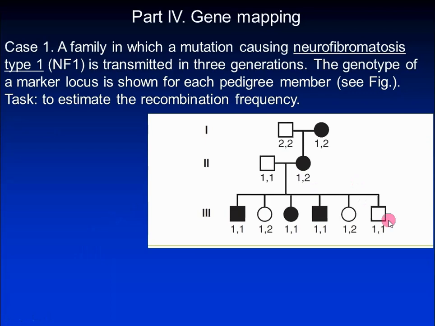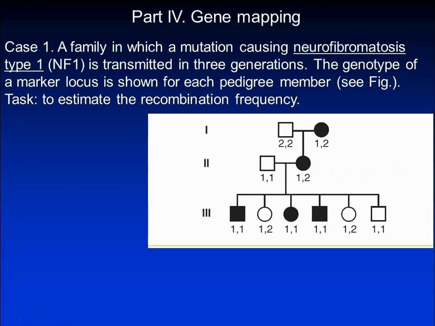The woman in the 2nd generation inherits the disease allele and allele 1 from her mother. Therefore, in this woman, the disease allele and allele 1 are in coupling. The disease allele and allele 2 are in repulsion.